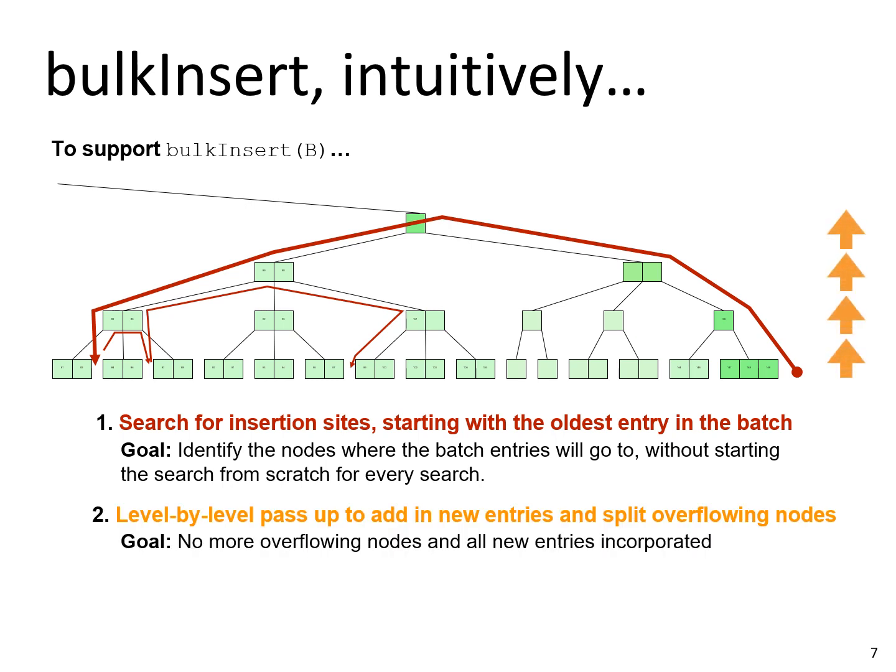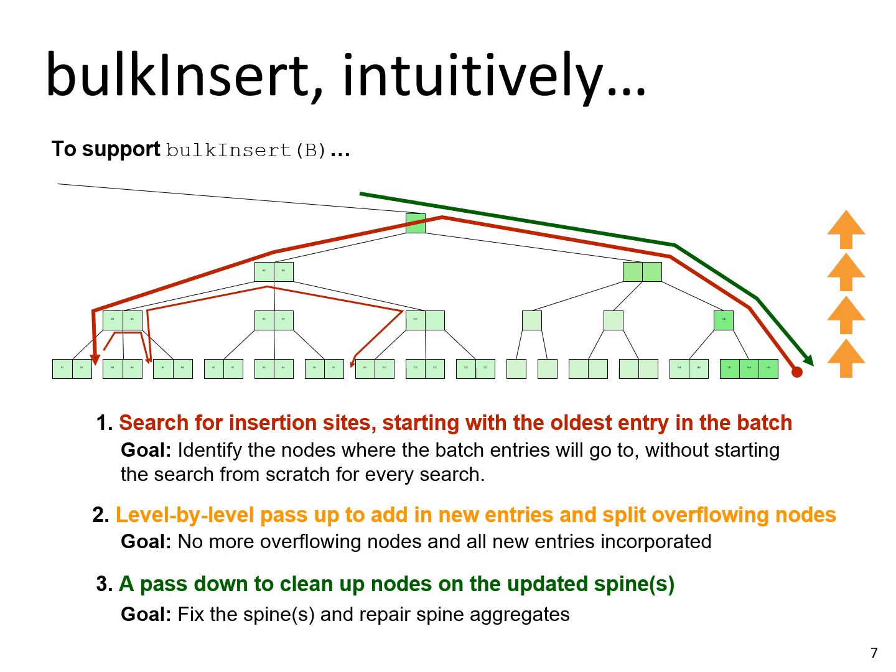The second phase of the bulk insert algorithm is a level-by-level path up the tree that adds all the new entries. And then, of course, as you add entries to nodes, those nodes might overflow, and this path will guarantee that this is still a valid B tree by splitting nodes as appropriate. The important thing for the algorithmic complexity of the algorithm is that the path up will combine work as soon as possible. And then the third phase of the bulk insert algorithm is again a pass down the right spine, which repairs any aggregates on the spine that might have been modified.